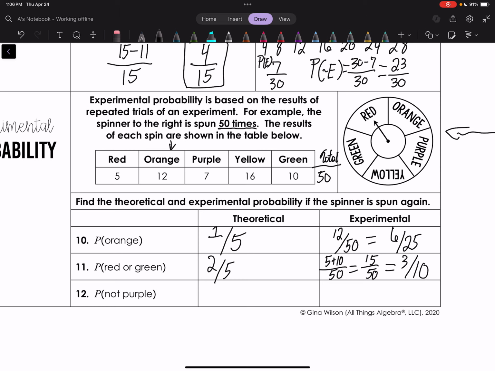All right, number 12, not purple. Theoretically, the probability is 4 out of 5. If I was to take everything, add everything up besides the purple, I'm going to get 43 out of my 50 total. That cannot be simplified. I'm finished.